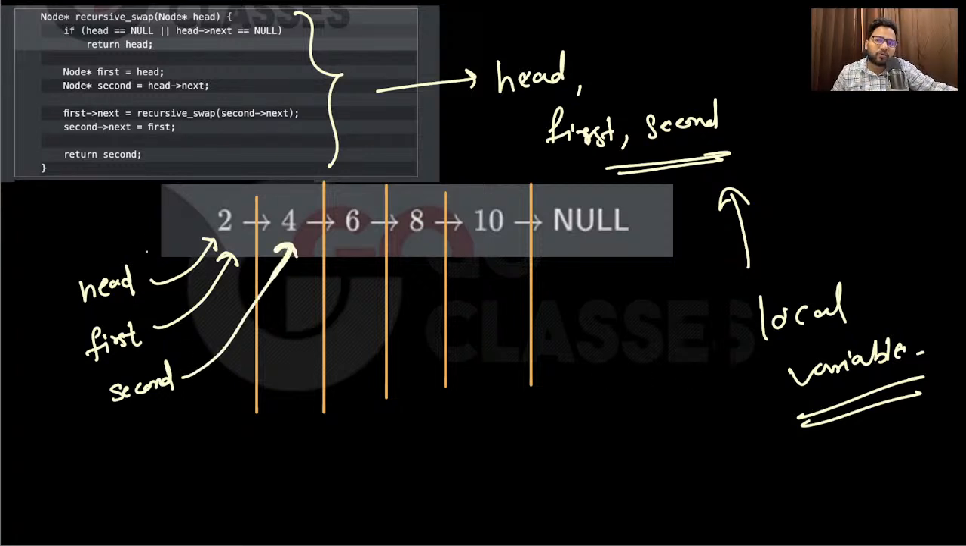Are these three variables okay to everyone? This head doesn't matter much to me, because head is doing whatever first is doing, so whatever head is pointing to doesn't matter much. But is this okay, what this first is pointing to and what the second is pointing to?